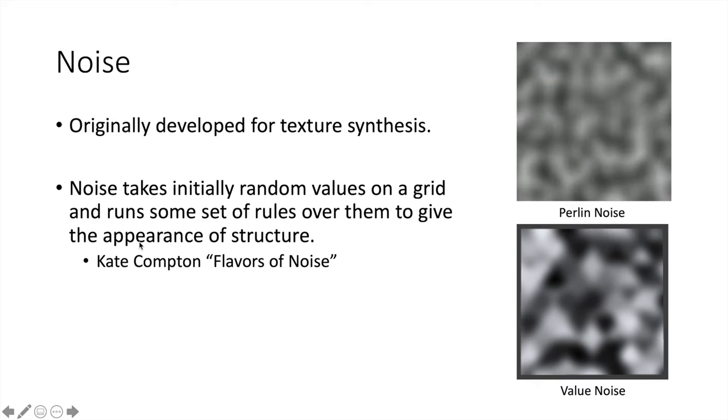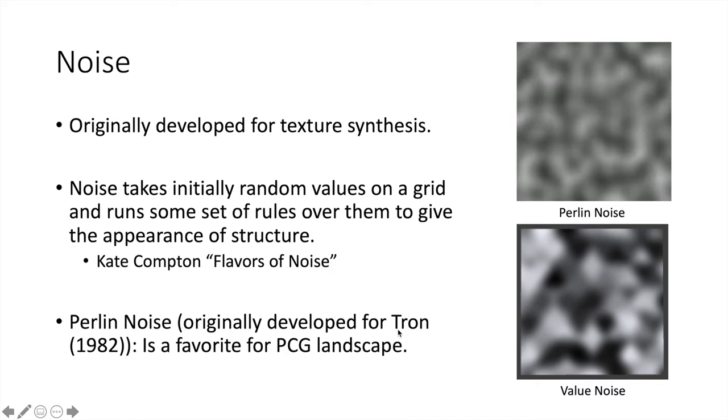Kate Compton, who is a doctor herself, Dr. Kate Compton, calls this flavors of noise. Different noise values, different noise functions give you different flavors, where they're useful for different kinds of PCG. So Perlin noise, originally developed for the movie Tron in 1982, is actually a favorite for PCG landscaping. Perlin noise is over here on the top right.